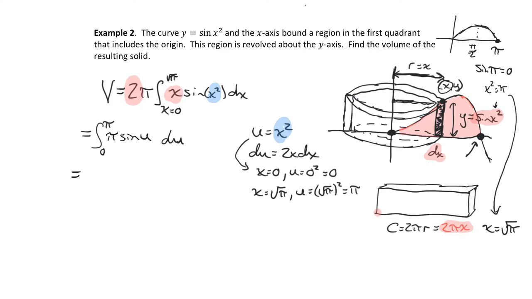The antiderivative of the sine of u is negative cosine of u. We want to evaluate that from u equals 0 to u equals pi, and we'll go ahead and do that. And we end up with an answer of pi after we do all of our substituting.